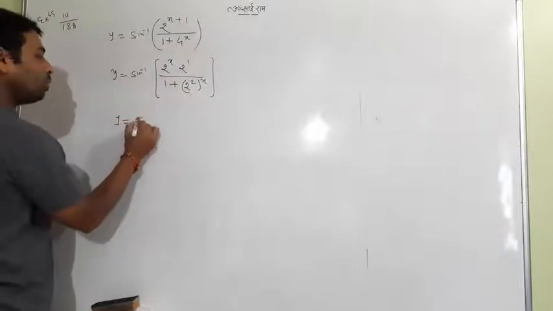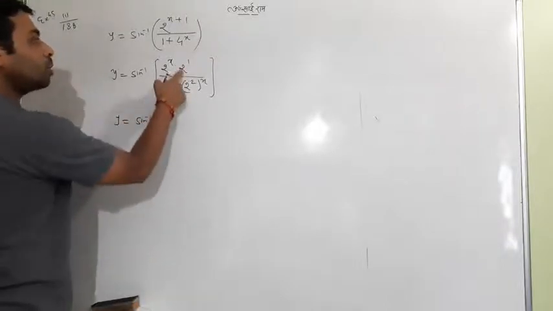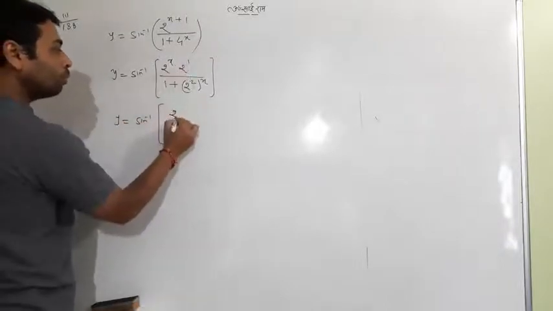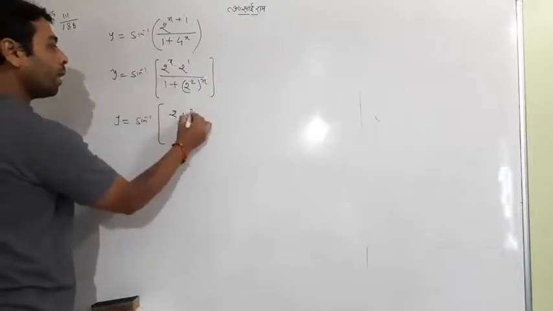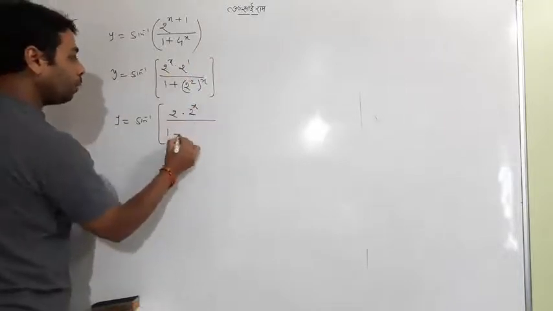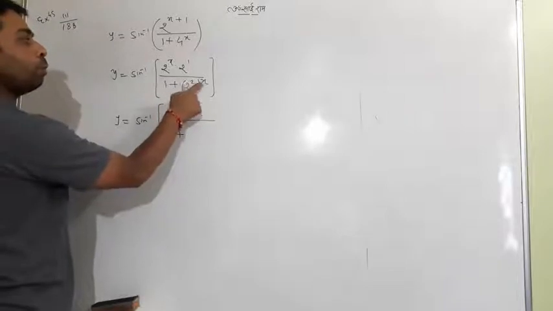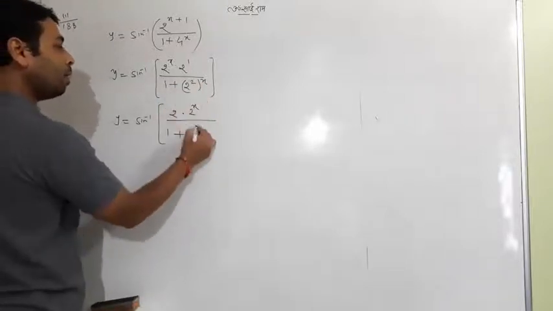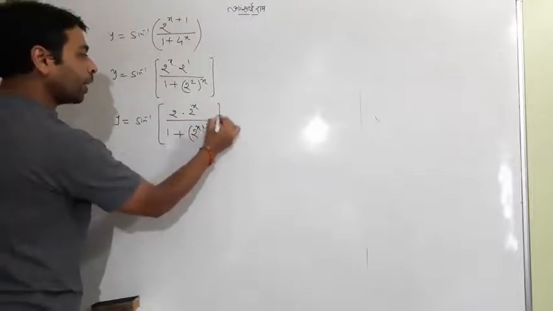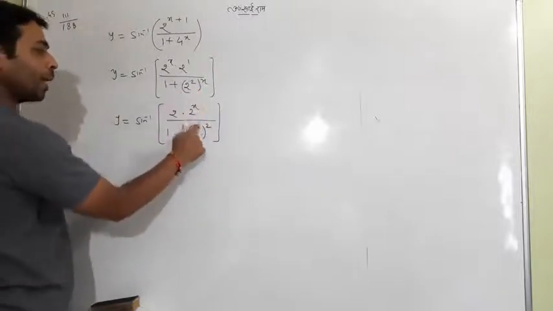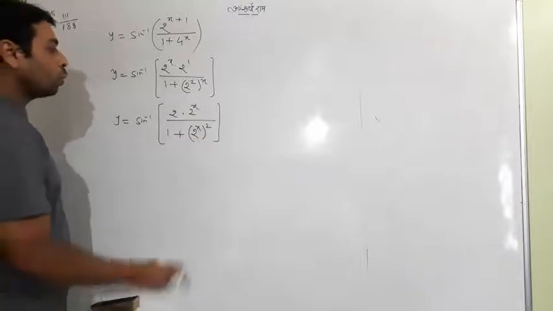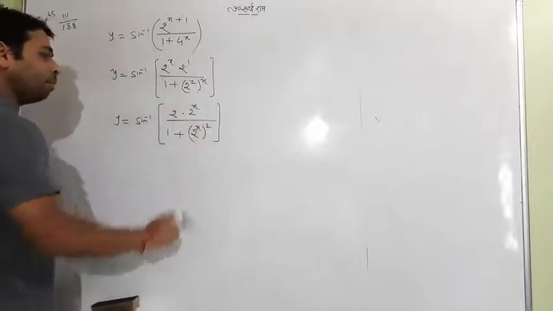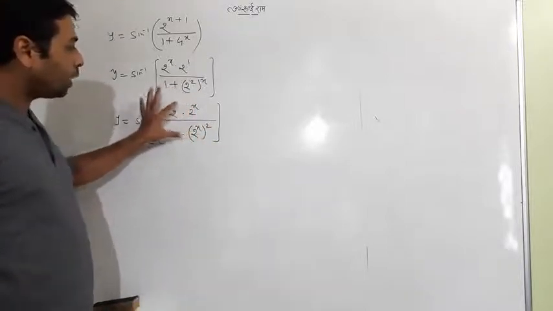So what I am trying to write here is 2 into 2 to the power x upon 1 plus 2 to the power 2 to the power x. I'll write the same term, but I interchange this power because ultimately the power is a multiplication. So 2 into x or x into 2 are both the same. The purpose of writing it like that is that now it is looking like a formula.